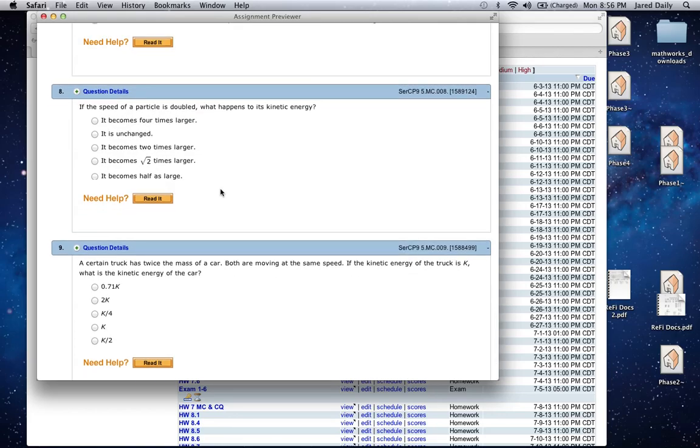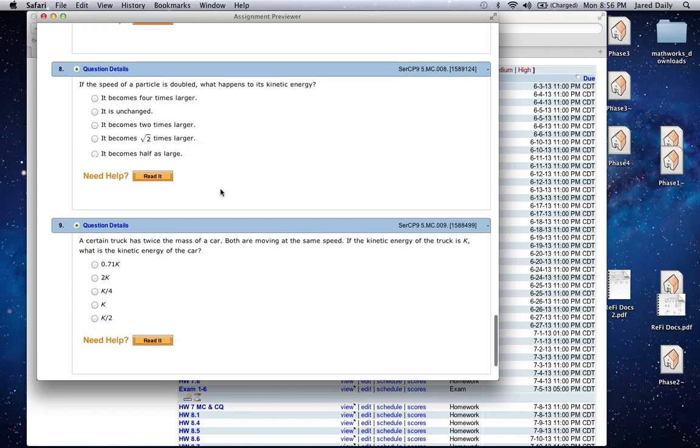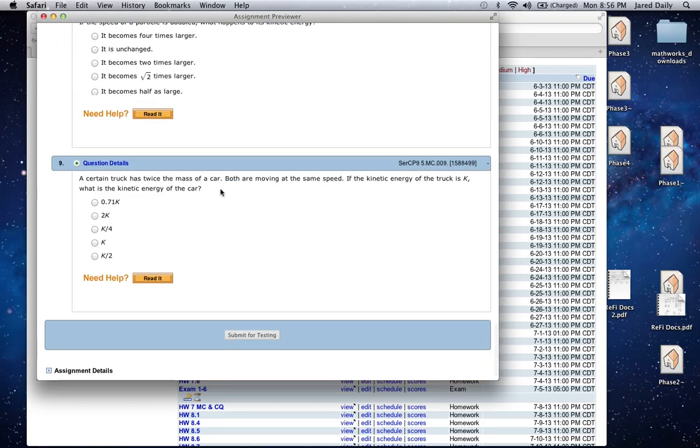The speed of the particle is doubled. What happens to its kinetic energy? So remember, the equation for kinetic energy has a velocity in it, but that velocity is not necessarily just regular old velocity. Something's happening to it mathematically. You have a truck that has twice the mass of a car and is moving at the same speed. How do we compare the kinetic energies? So mass is also in the equation for kinetic energy, but it plays a different role than the velocity does.